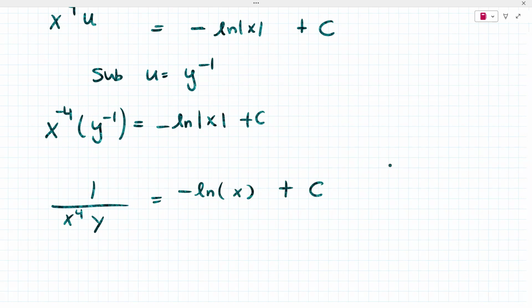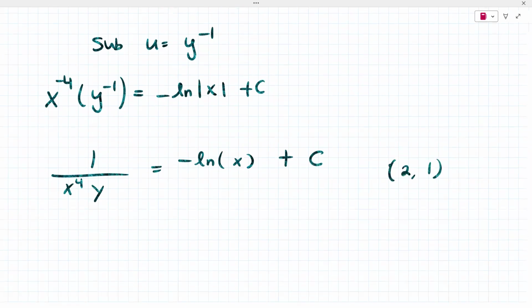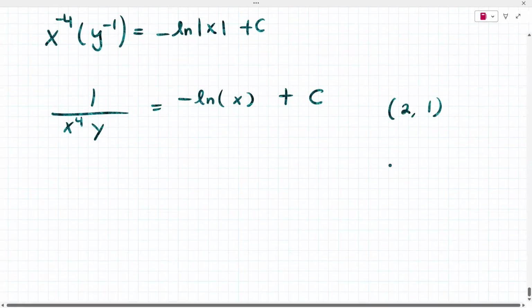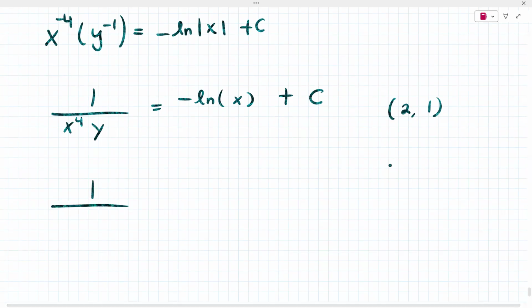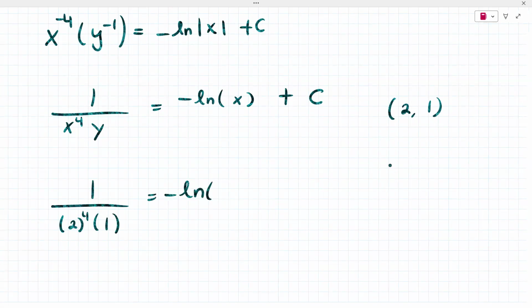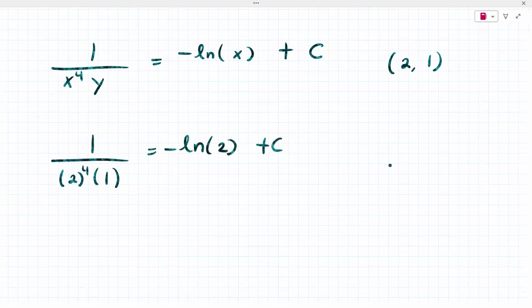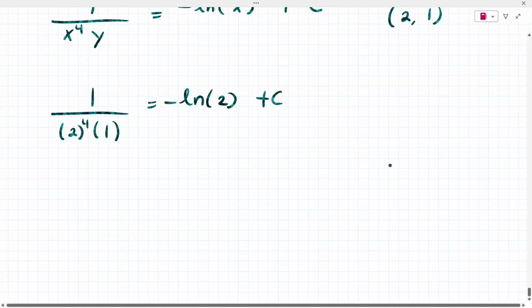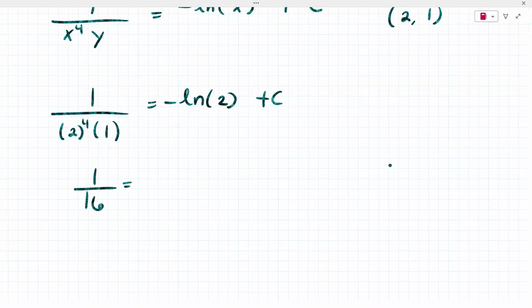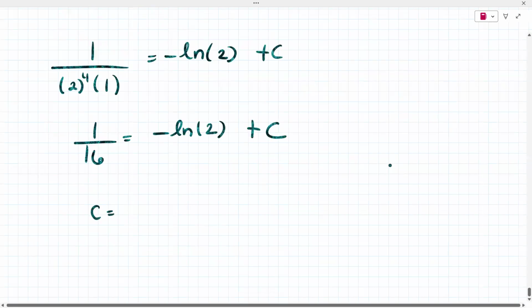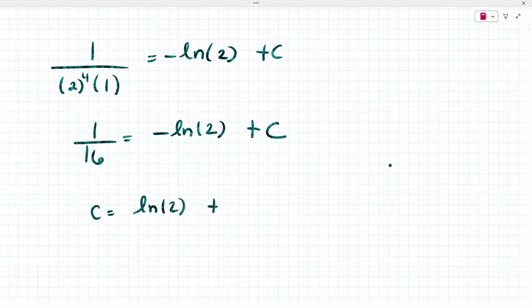Now, we do have an initial condition. Our initial condition was an x value of 2 and a y value of 1. So we're going to find our c by plugging in our x and y coordinates. It's going to be 1 over x, which is 2 to the 4th, and y is 1, equals negative ln of x, which is 2, plus c. So 1 over 2 to the 4th times 1 is 1 over 16, equals negative ln of 2 plus c. And if you solve for c, c equals ln of 2 plus 1 over 16.